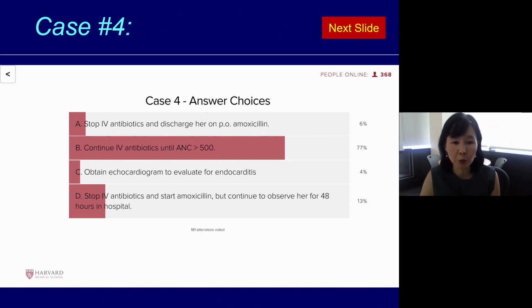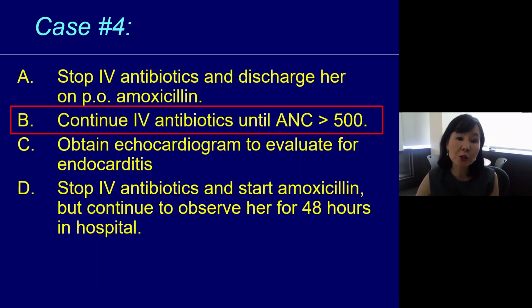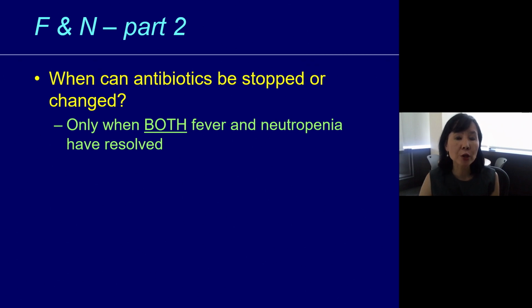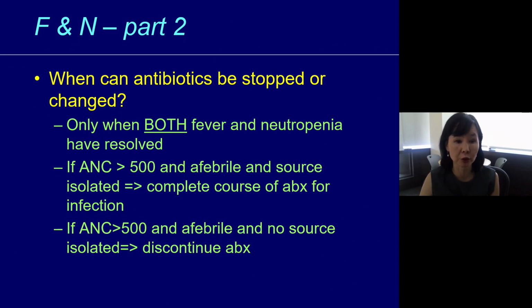Okay, so it looks like the most common choice is continue IV antibiotics until the ANC is greater than 500, and then D is the second most common choice about starting amoxicillin and continuing observation. And so it's actually continue IV antibiotics until the ANC is greater than 500. So when can antibiotics be stopped or changed? It really is only when both fever and neutropenia have resolved. For this person, only the fever has resolved, but the neutropenia has not resolved.